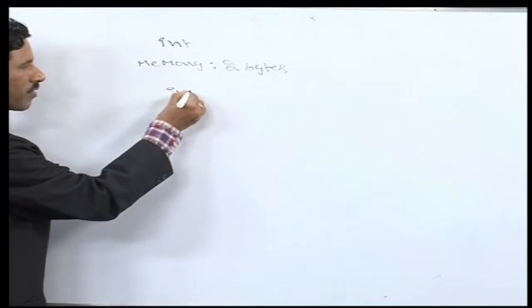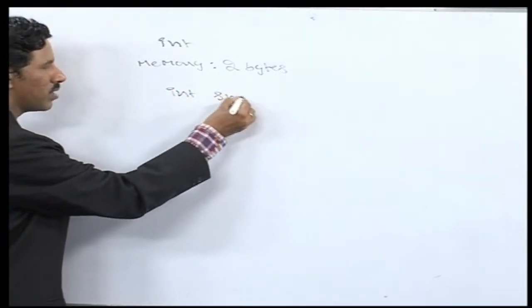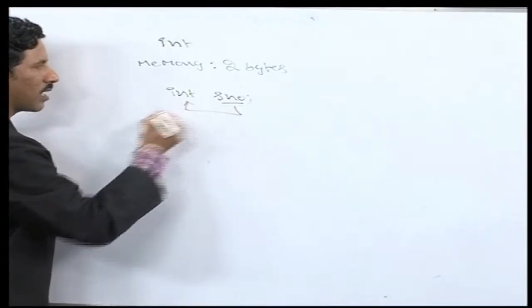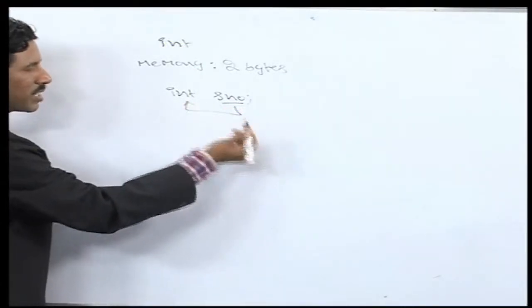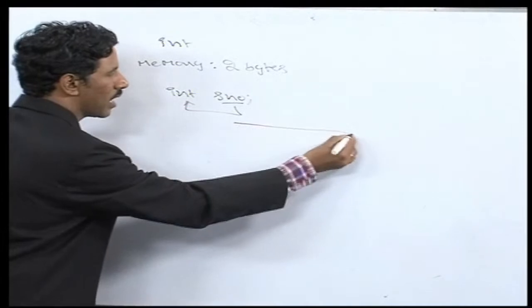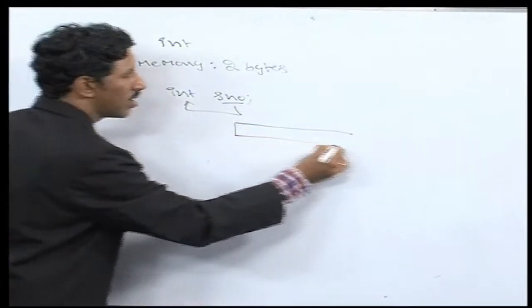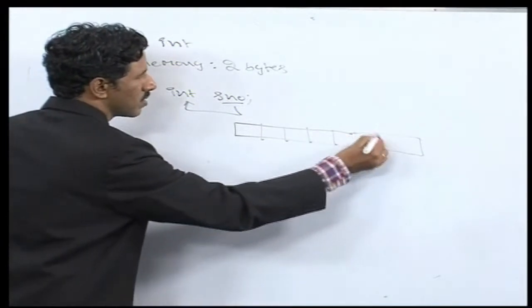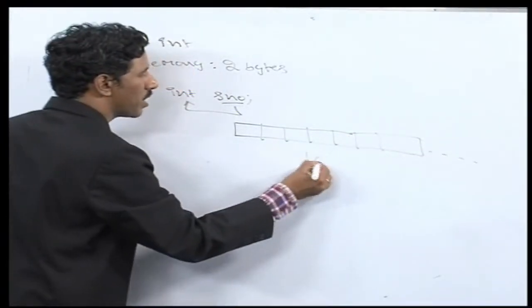Suppose I define int serial number. Now, serial number is a variable, int is a data type. Whenever serial number is an integer, how much memory is created? 2 bytes. 2 bytes means how many bits? 16 bits. A 16-bit number is created.